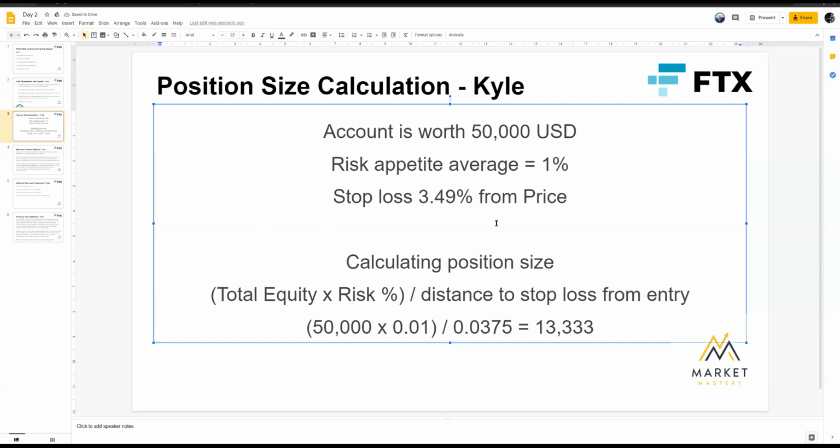Now, how we put this into our calculation: basically the way this works is total equity times risk percentage. So total equity is the $50,000.